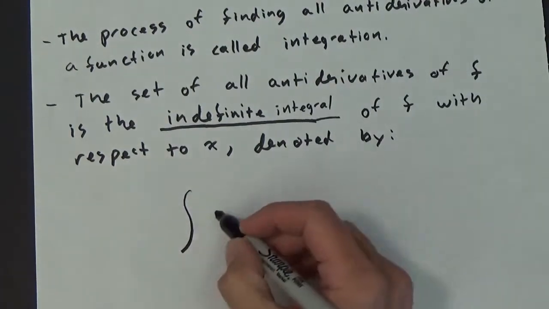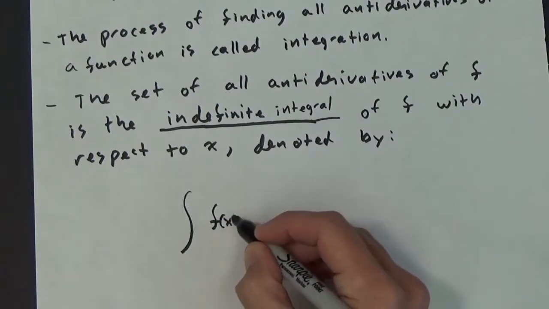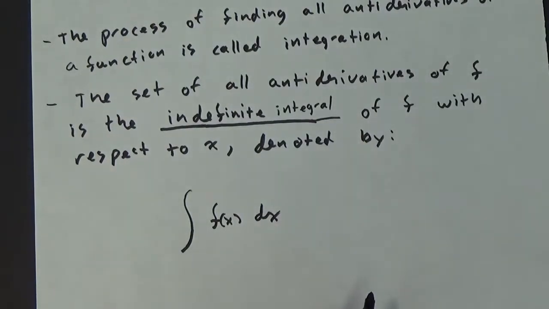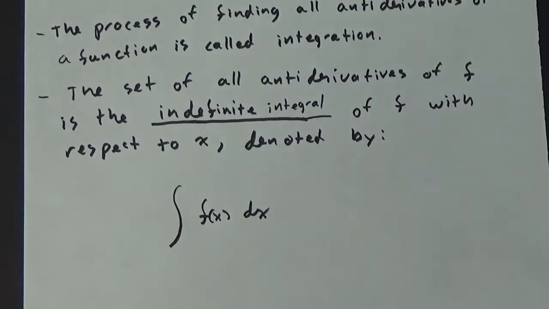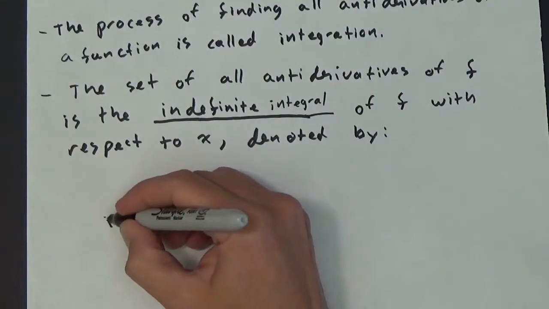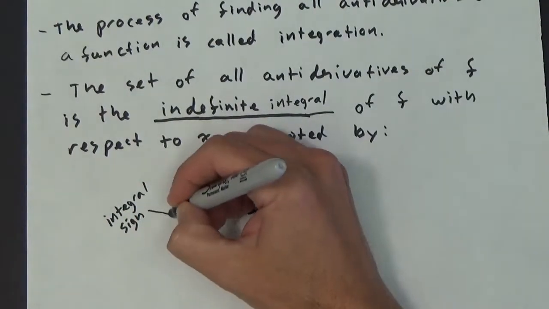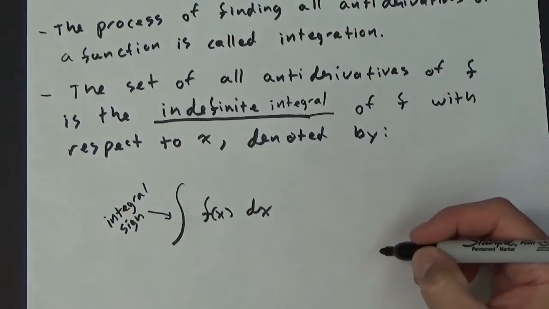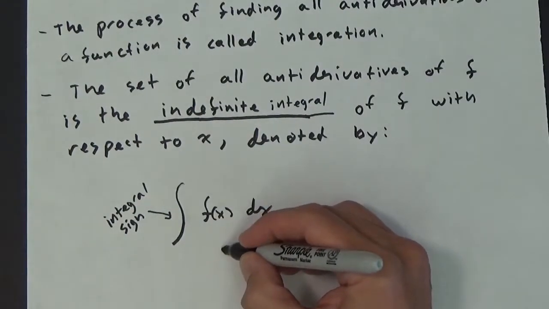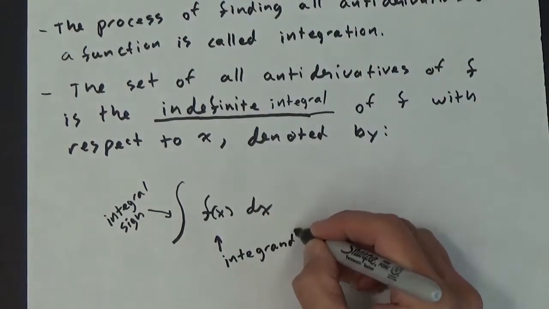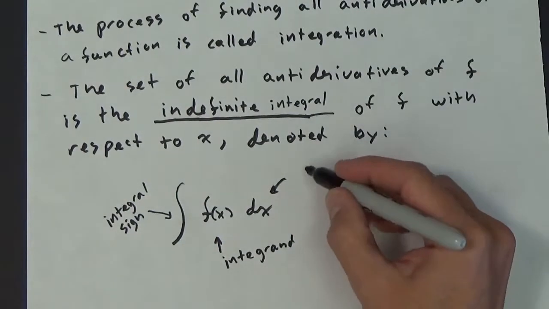And then we're going to put f of x dx. You might have seen this symbol in the book, or people who've taken calculus in previous years might have seen it and wondered what that is. This is the integral sign. And then the f of x is our integrand. And then the dx is the variable of integration.